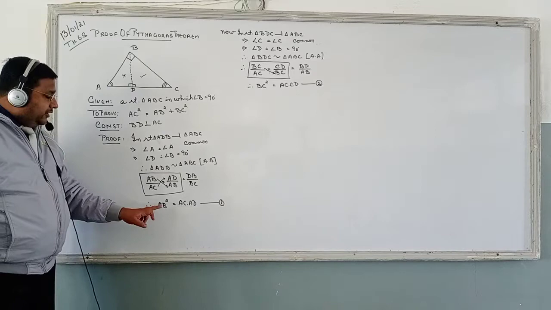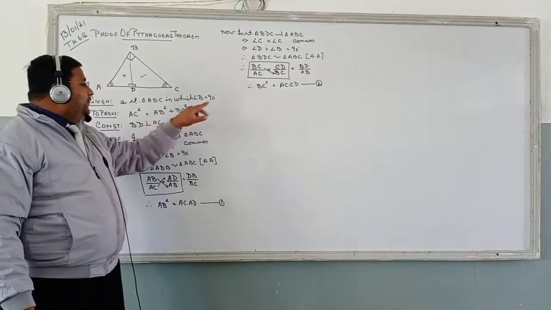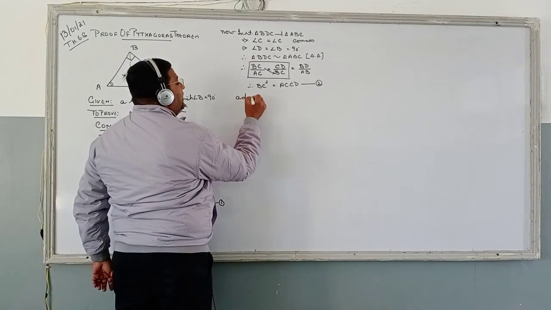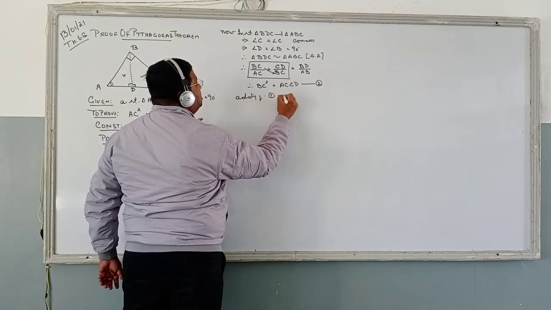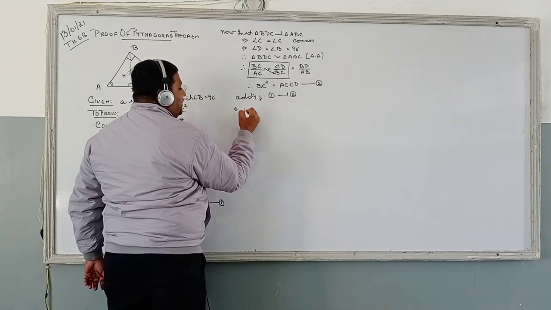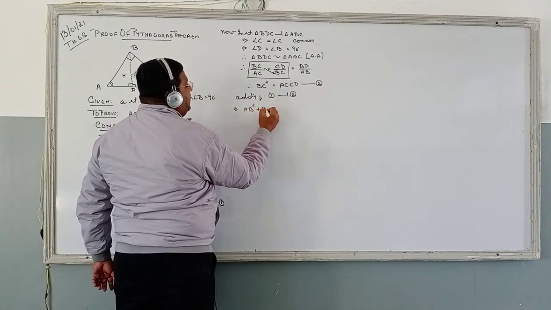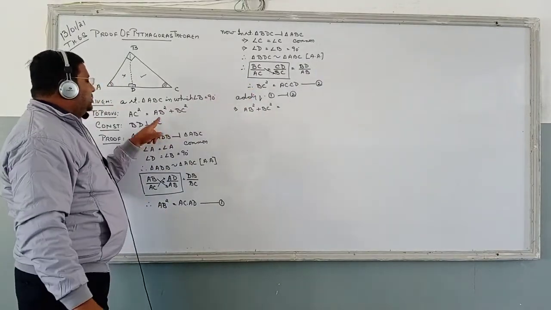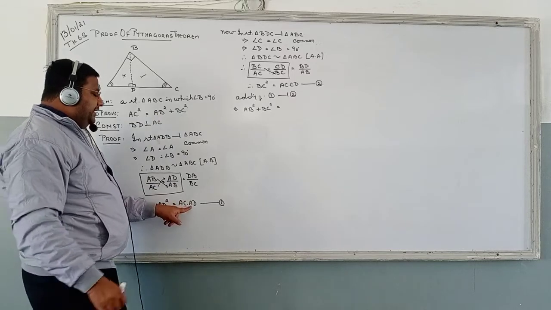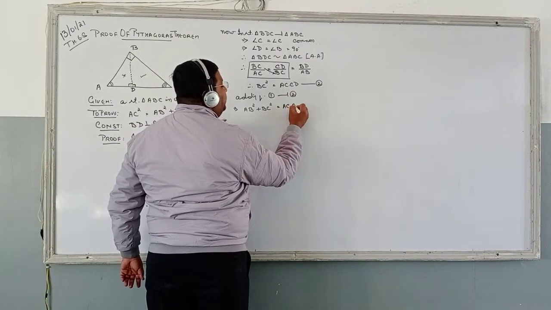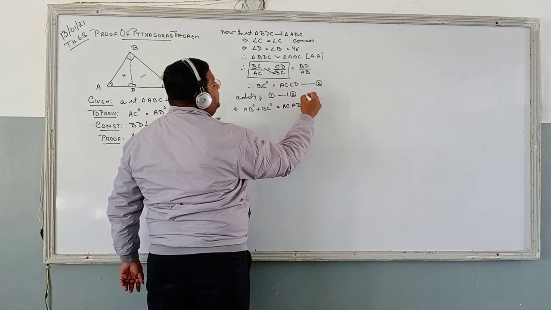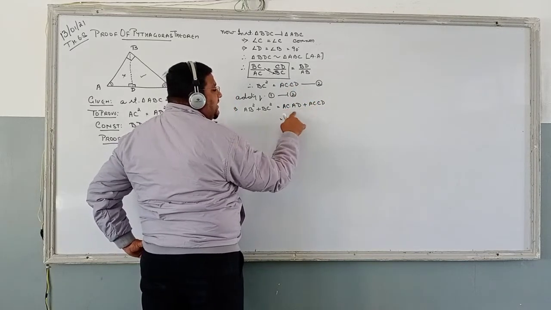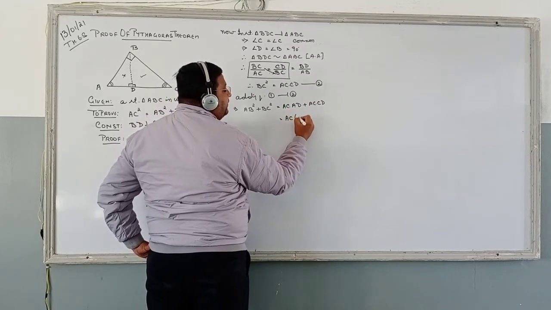Right? Check the two, AB square and BC square. Do we need the sum of these two? Add both of them. Adding equation first and second. Left hand side added to left hand side, AB square plus BC square is equals to right hand side added to right hand side, AC into AD plus AC into CD. Check AC and AC. AC is common. What is left?